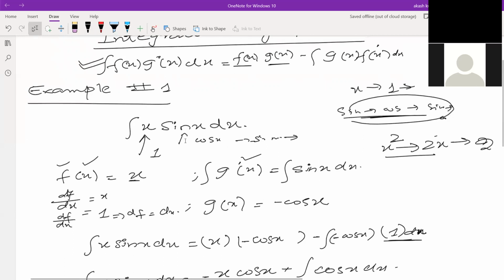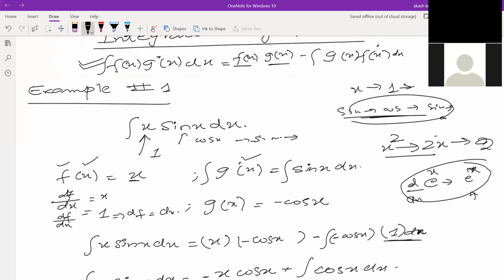So our first step is to identify what is our f of x and what is our g of x. We have to take as f of x a function that is reducible when we differentiate it. We don't need something that is irreducible, like the function e to the x. It's never reducible. Whenever we differentiate it, it's going to give us e to the x again.